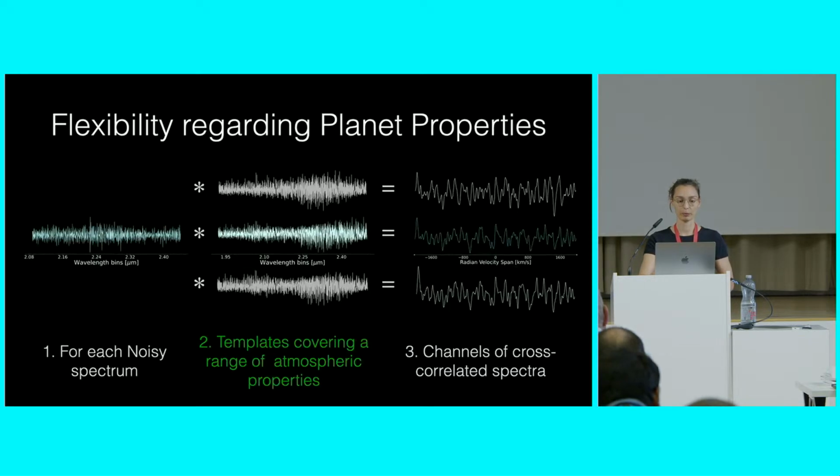Sorry, I went backwards. So we already discussed the flexibility regarding planet properties, and this also might include adding secondary molecules or other properties that you're a bit unsure about. You can actually add this variability into your data, which comes in quite handy.